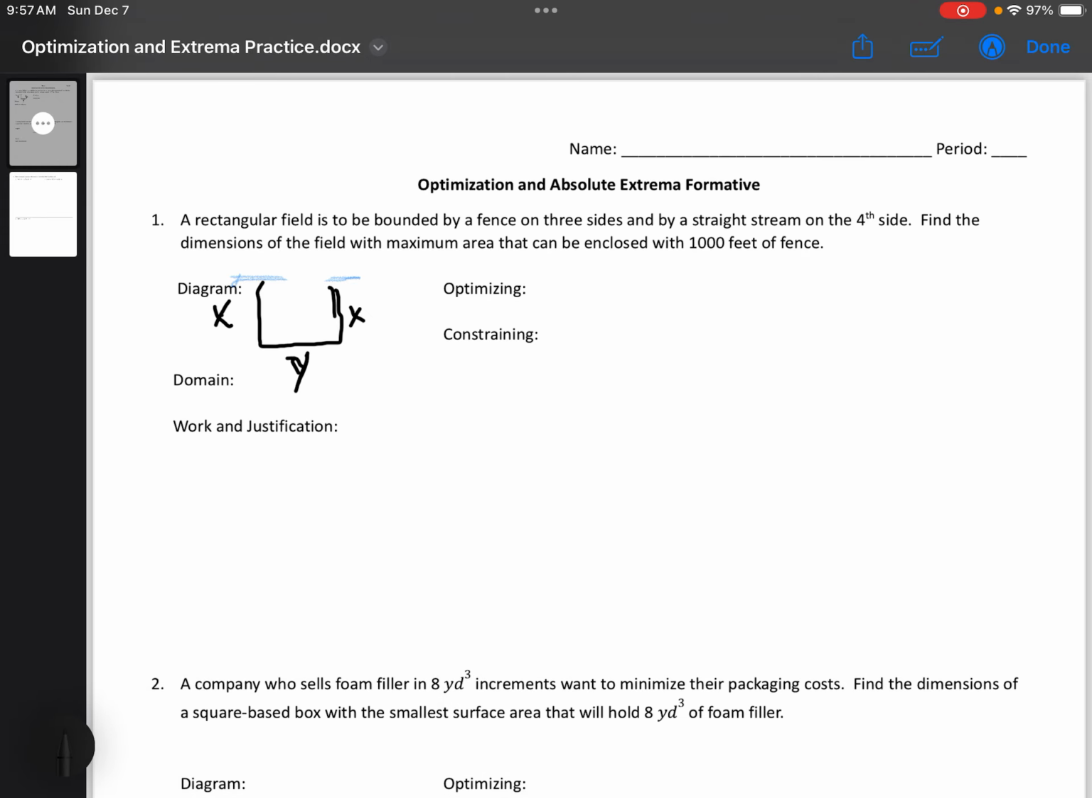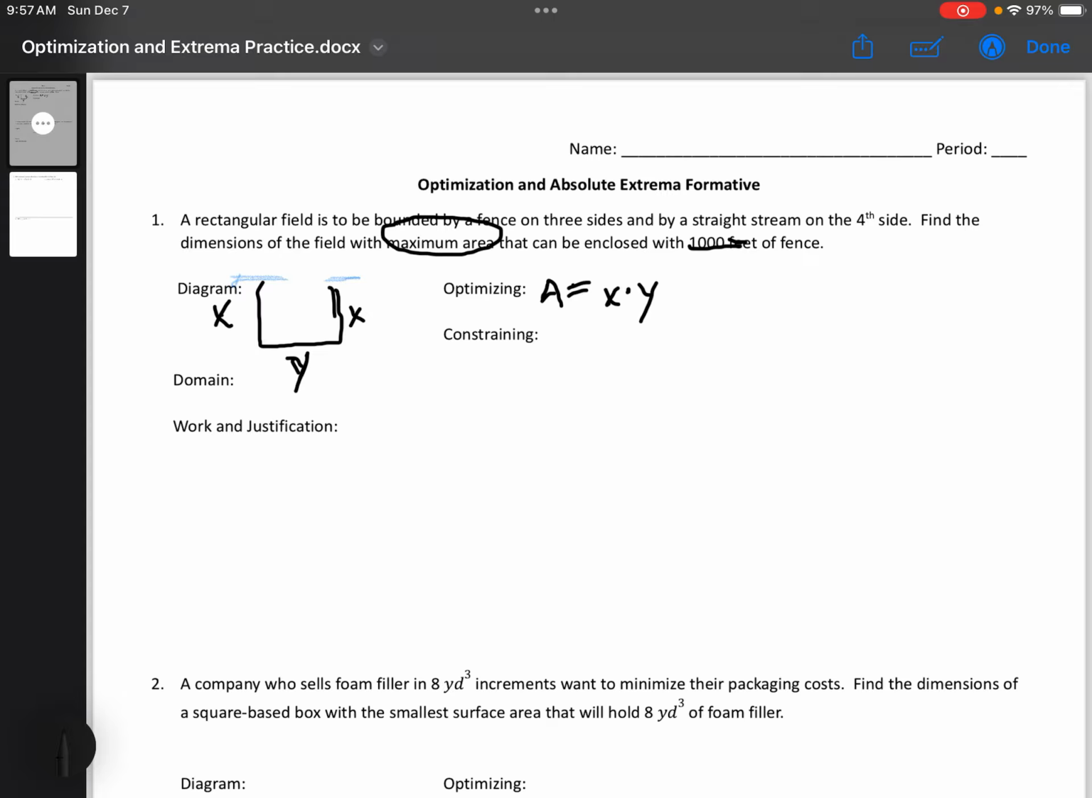Okay, to find the optimizing equation, in the question we are asked to find the field with maximum area. So we want to optimize the area equation to find the correct answer. We can call the area equation A, just for simplicity, and make that equal to x times y. The constraining equation is something that's always true, and we are given that we need to use 1,000 feet of fence, no more, no less.